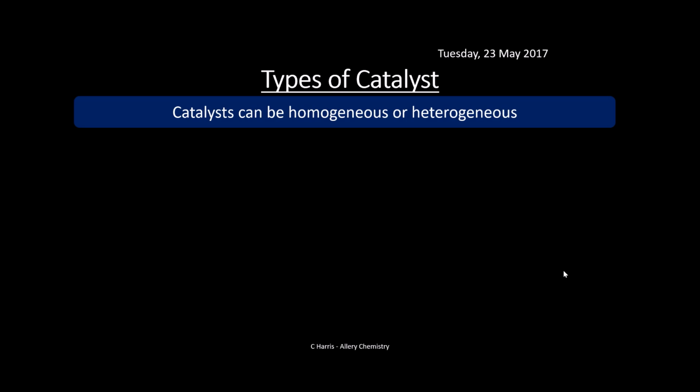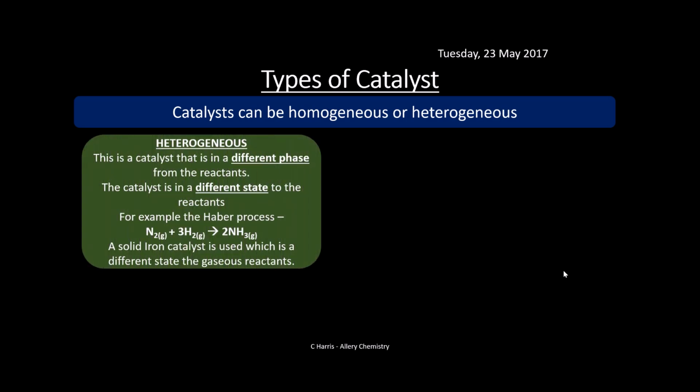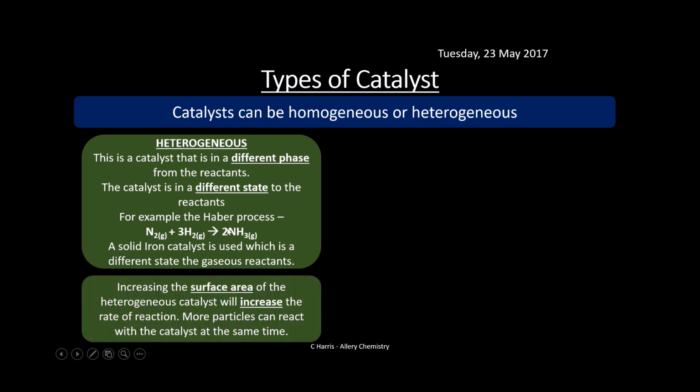Okay, so the types of catalysts. They can be homogeneous or heterogeneous. Heterogeneous means that the catalyst is in a different phase from the reactants, so it's in a different state. An example could be the Haber process. We've got nitrogen and hydrogen, which are gases. We produce ammonia, which is also a gas. We use a solid iron catalyst. Obviously this is in a different state to the reactants and products, and so this is classed as a heterogeneous catalyst.